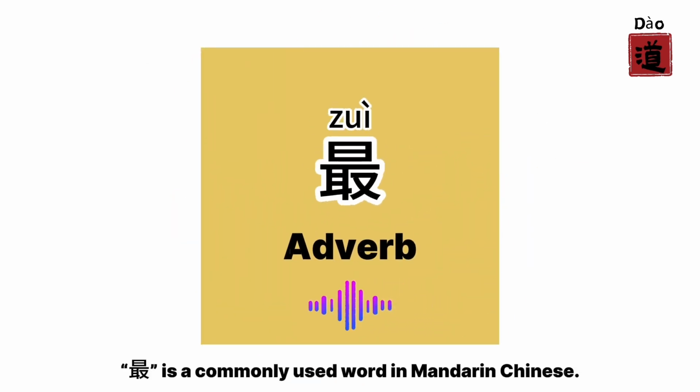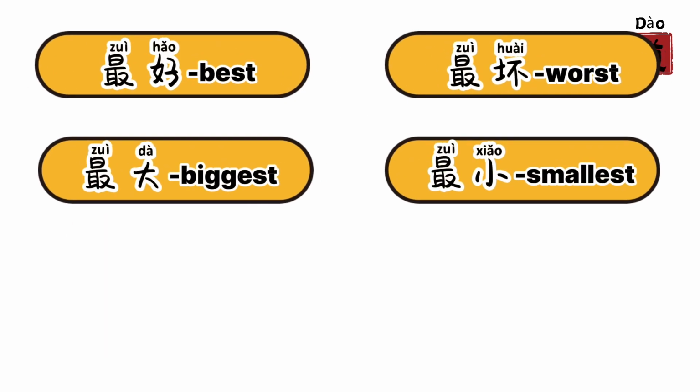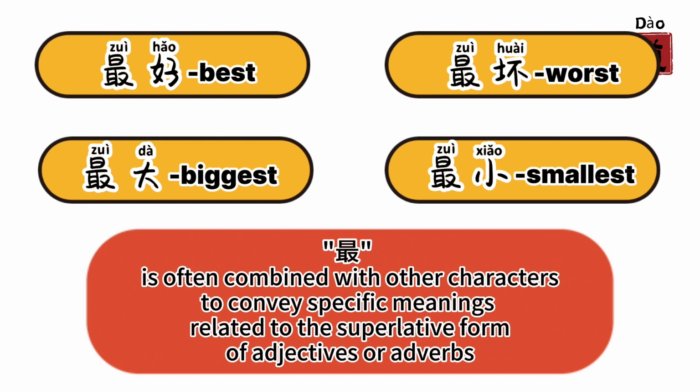最 is a commonly used word in Mandarin Chinese. 最 means most or extreme. It is commonly used to indicate the highest degree or level of something. Observe the following words and look for similarities. You can see that 最 is often combined with other characters to convey specific meanings related to the superlative form of adjectives or adverbs.